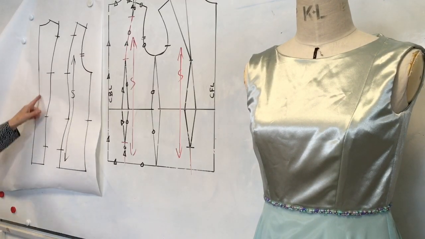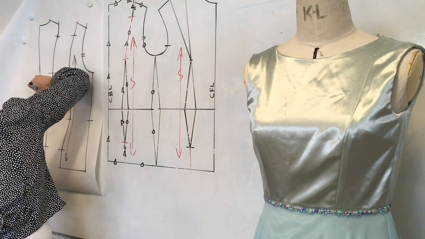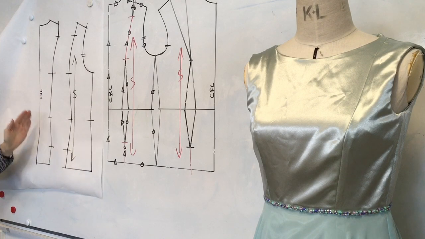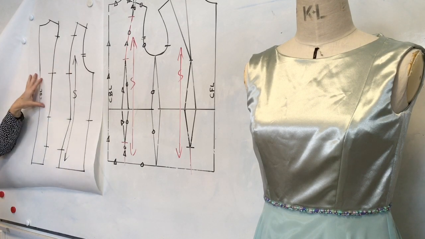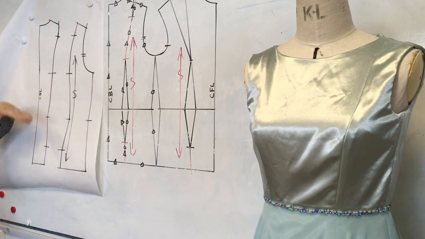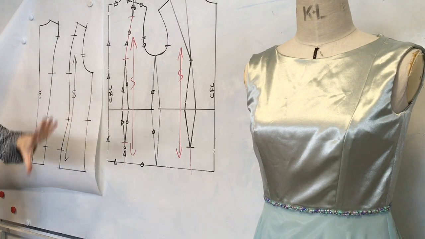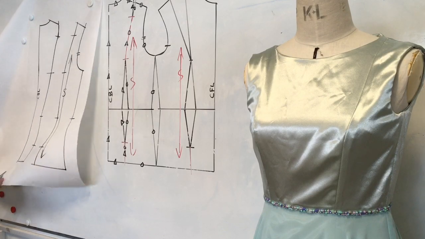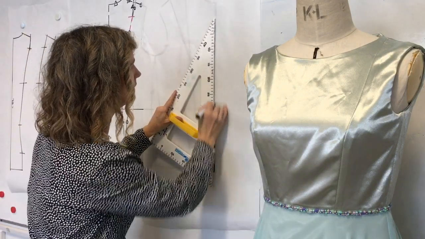Now, because this is my center back line, I have a grain line in here. And now I have a grain line in there. So my 2 back panels are traced. I need to put my labeling in, but for the moment I'm just going to trace the 2 front panels, and then we can put our labels in.